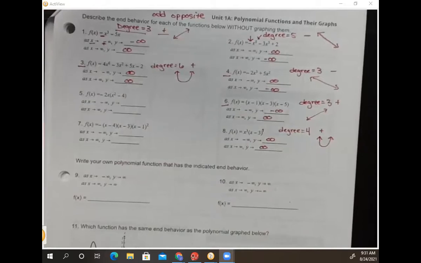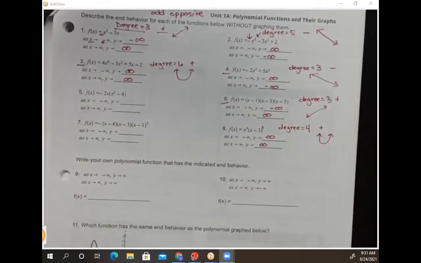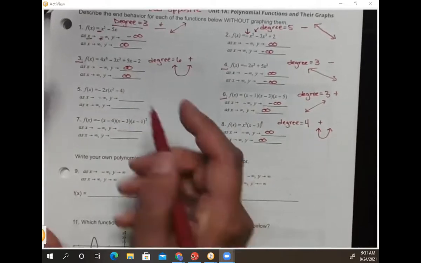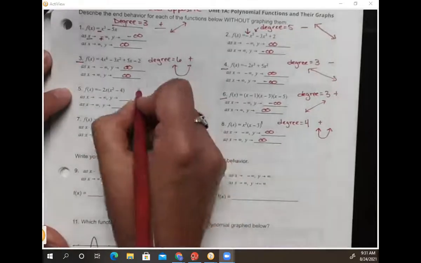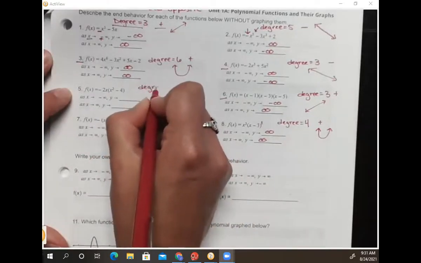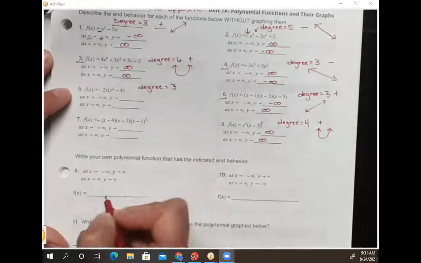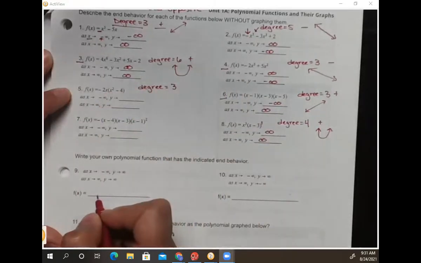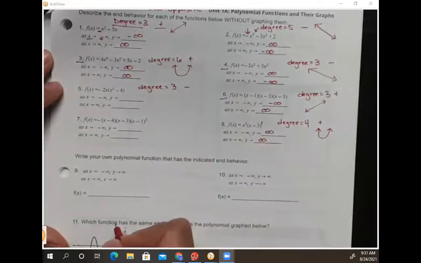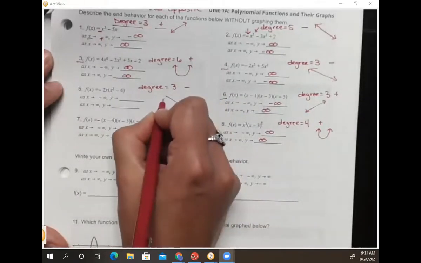Let's look at 5 and 7 as well. Some more practice with degree for these factored forms. What's my degree for number 5? 3, yeah, 1, 2, 3. My lead coefficient is negative. So I've got this general shape.